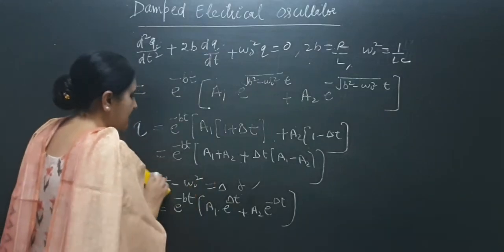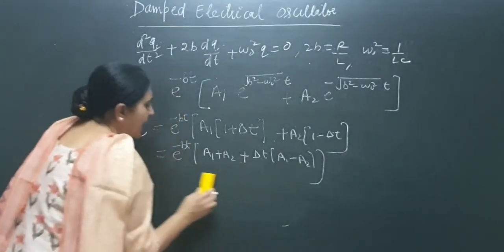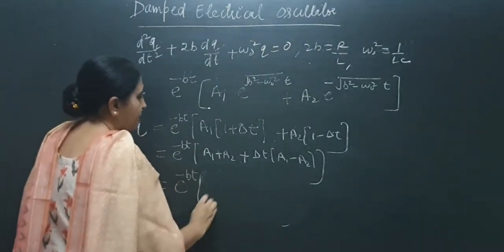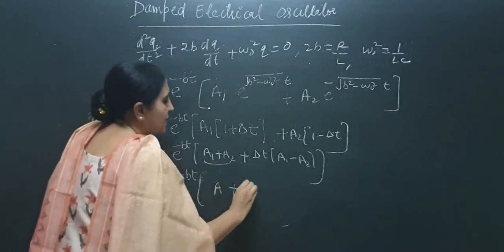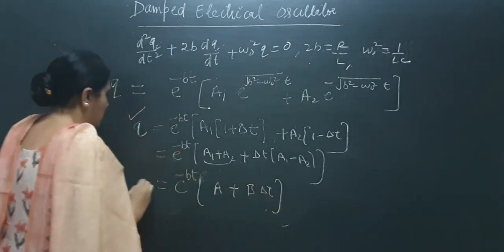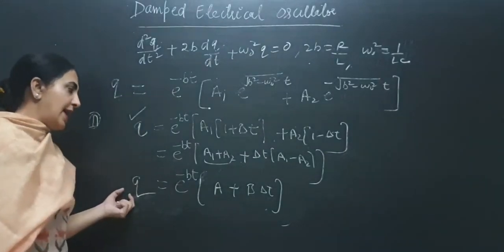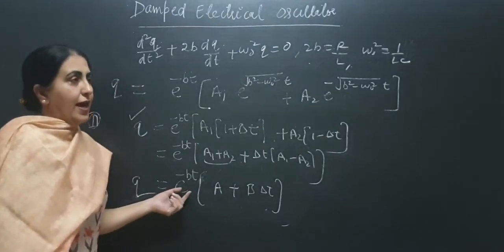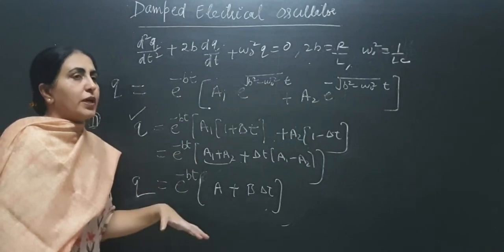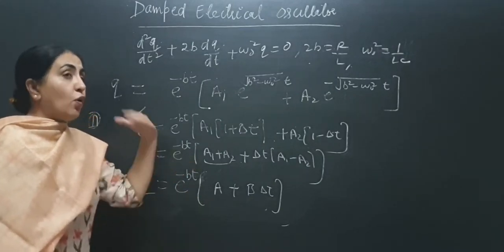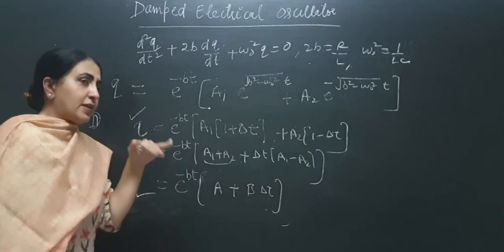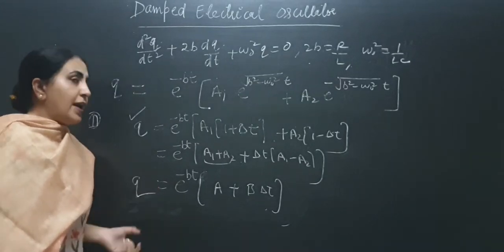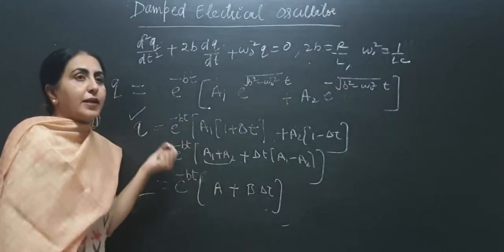So the solution is like this. This is the same as in the mechanical case. The only difference is here it is q, e raised to power minus bt, into A plus B delta t. So this is the solution. From this solution you can say that the charge decreases exponentially with respect to t, and the oscillator comes to the equilibrium position in a lesser time than in over damping. In over damping, the oscillator comes to the equilibrium position in a large time, but in the case of critical damping, it comes to the equilibrium position in a lesser time than in over damping.